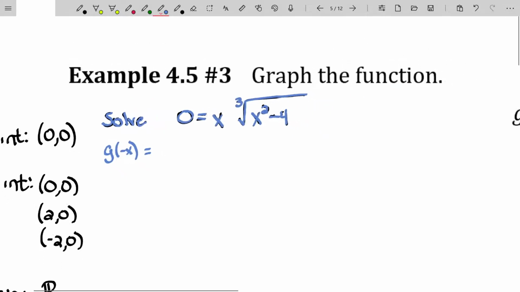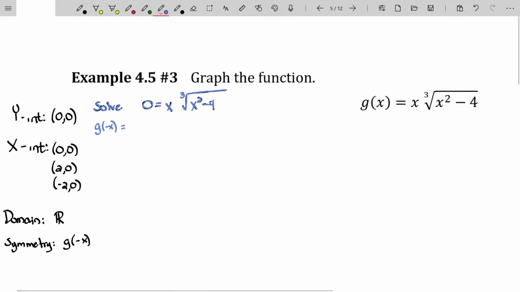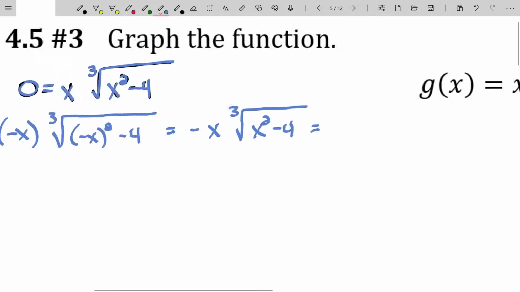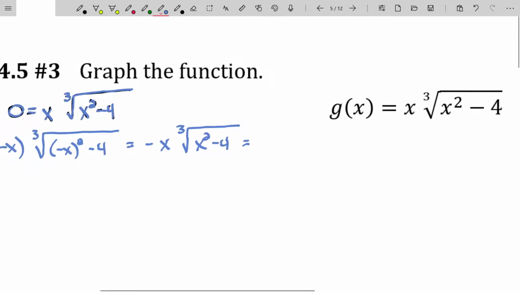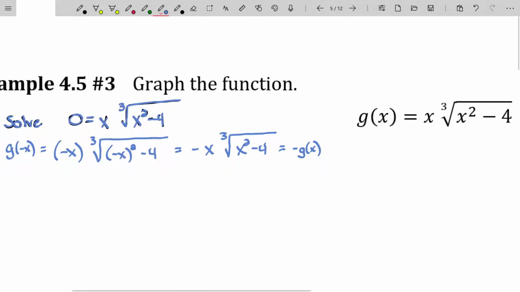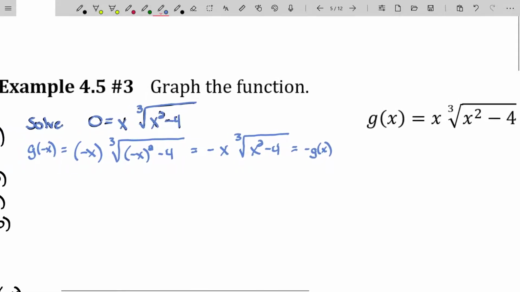Well, let's take a look at g here. That's x times the cube root, so it's negative x times the cube root of negative x squared minus 4, which is equal to, let's see, a negative x times the cube root of, well, a negative x being squared is just an x squared minus 4. And if you take a look at this expression, that is actually the opposite of g of x. So this is the opposite of g of x, which tells us if g of negative x is negative g of x, g is odd.